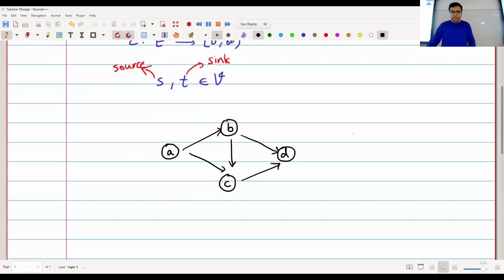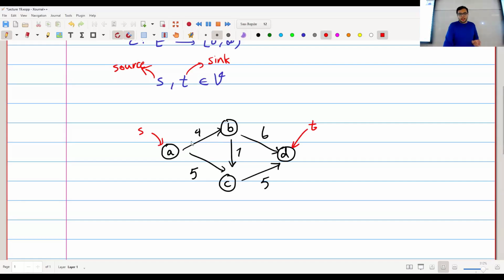Okay. And every edge is going to have some capacity. So let's say this one has capacity 1, this has 4, this has 6, this has 5, this one has 4. Okay. And then I'm going to say one of the vertices is the source. So in this case, I say A is my source. And one of the vertices is the sink. I say D is my sink. Now, the idea is like this. You have to think of it, let's say, like pipes that can carry water.